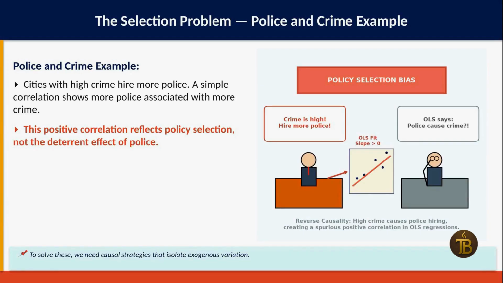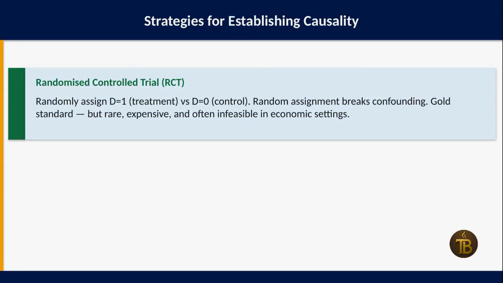But that positive correlation just reflects how policy gets selected. It tells us nothing about whether police actually deter crime. So what strategies actually let us establish causality? The first is the randomized controlled trial, randomly assigned treatment versus control. Random assignment breaks the link to confounders entirely. It's the gold standard, though it's often rare, expensive, or simply infeasible in economic settings.